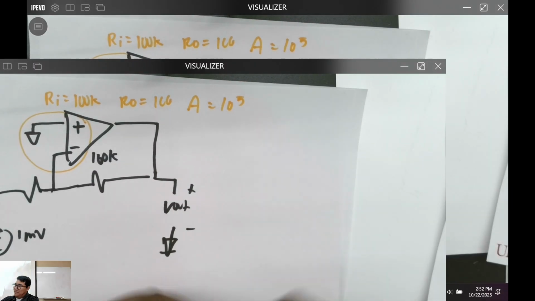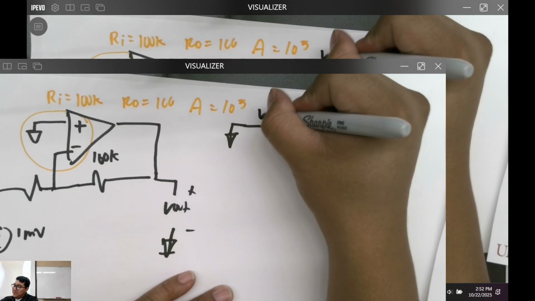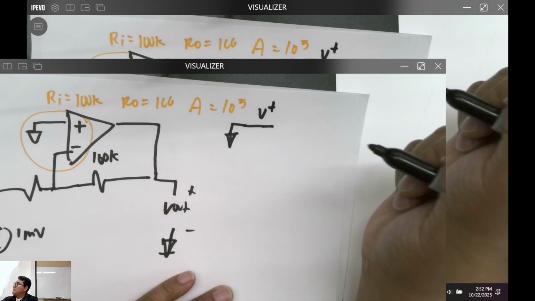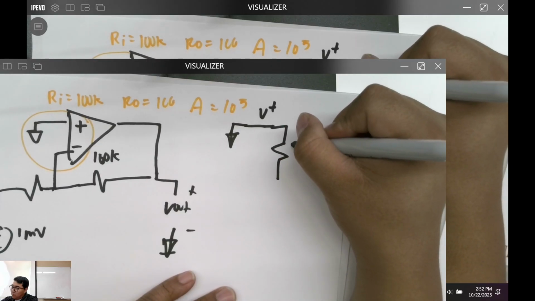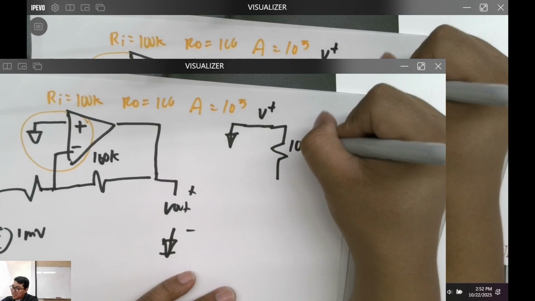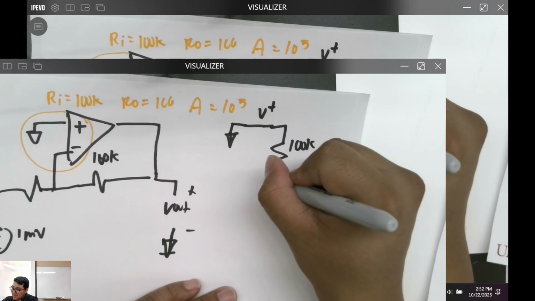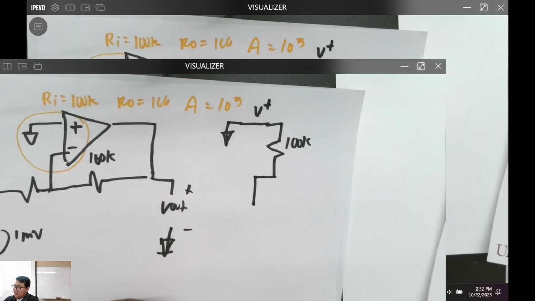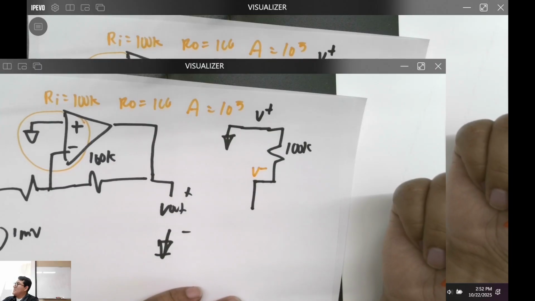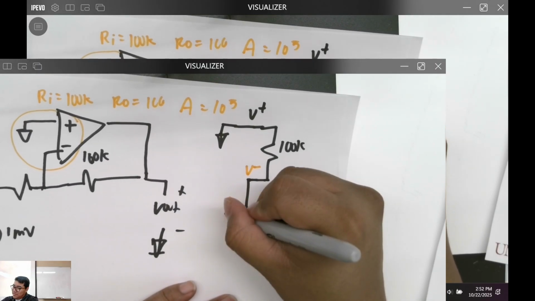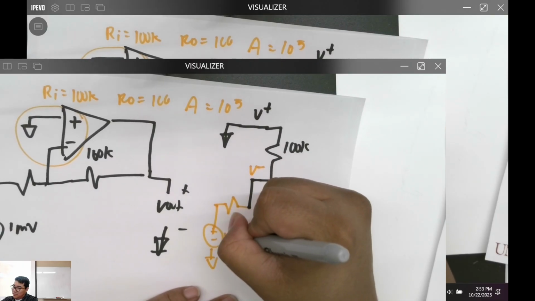So here's your ground, right? Oh, why am I drawing it like that? And then this is V minus or V plus, correct? Okay. And we have this resistor right there, 100K. And I think I found my mistake. There you go. And then this right here is V minus. Is that good? And then that leads to the following plus minus. And then this is 1 millivolt. Good.